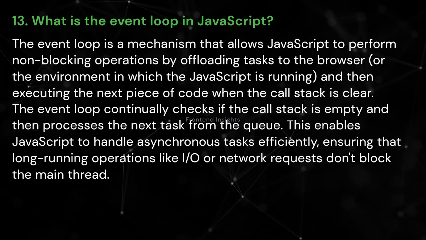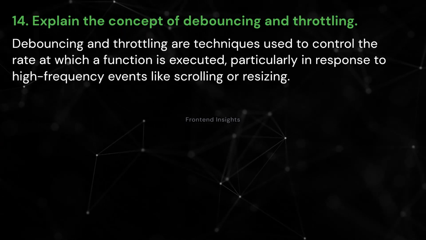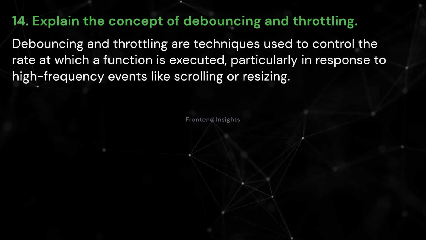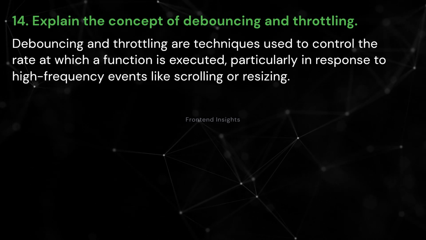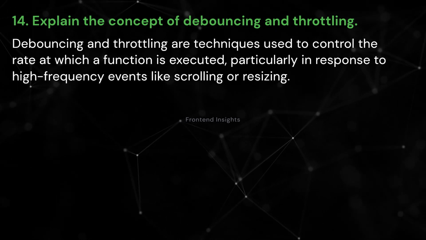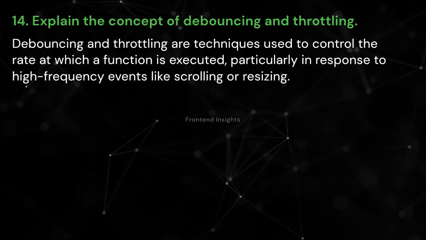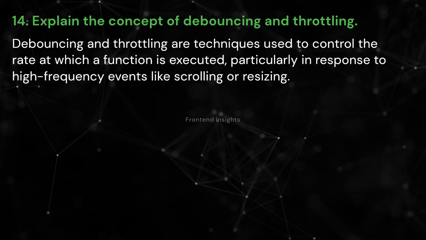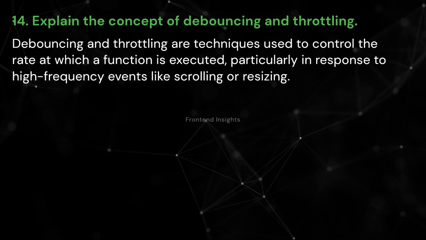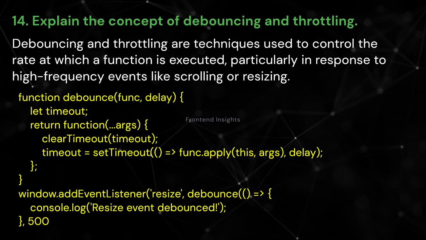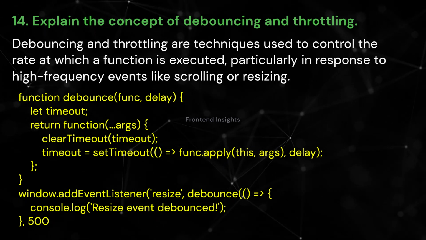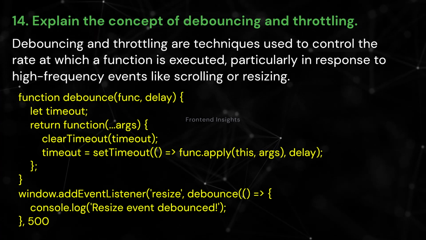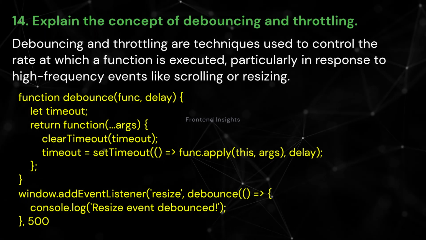Explain the concept of debouncing and throttling. Debouncing and throttling are techniques used to control the rate at which a function is executed, particularly in response to high frequency events like scrolling or resizing. Okay, so in this example, the debouncing function ensures that the resize event handler is called only after the user stops resizing the window for 500 milliseconds.